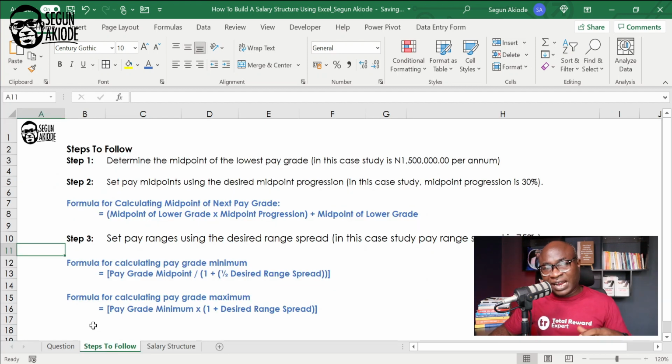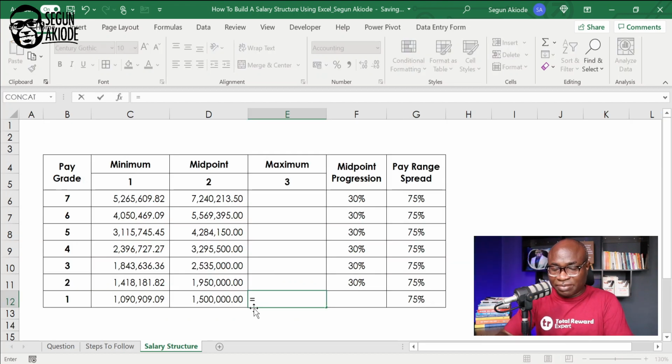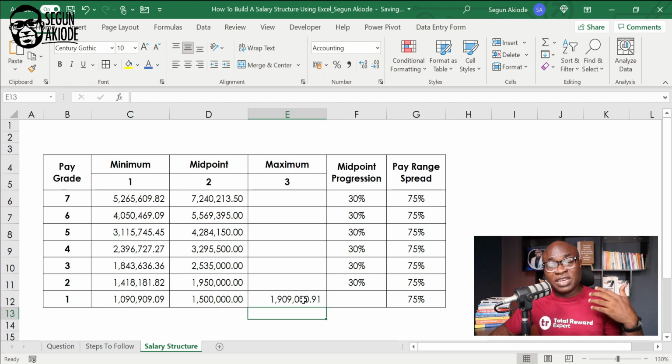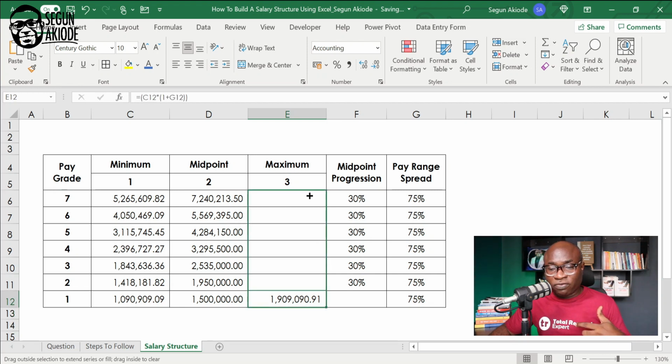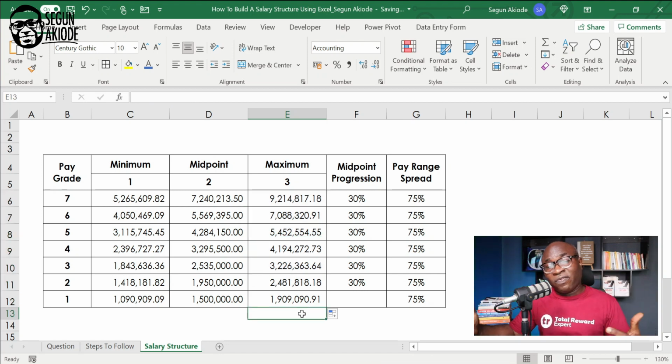Then the final step is the formula for calculating the pay grade maximum. What you need to do in this scenario is to pick the minimum and multiply it by 1 plus the desired range spread. These are design considerations in themselves. So I will add that up, and that will be the maximum for each of the pay grades. And if I autofill that up, that gives me the final values.